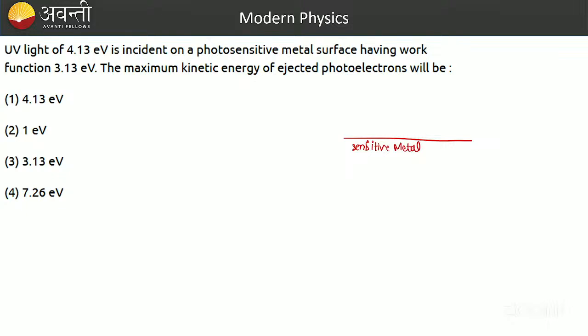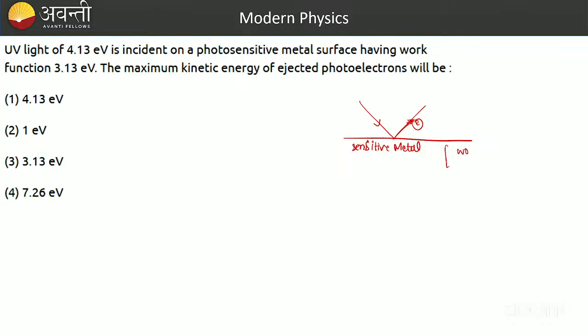And this sensitive metal is exposed to different kinds of light waves or electromagnetic waves. These waves are capable of ejecting electrons from this surface. This phenomenon is termed the photoelectric effect. So here the UV light is coming in this way and it ejects some electrons from this metal. Now we know that to eject the electron from a sensitive metal, we need to overcome the work function of that metal.